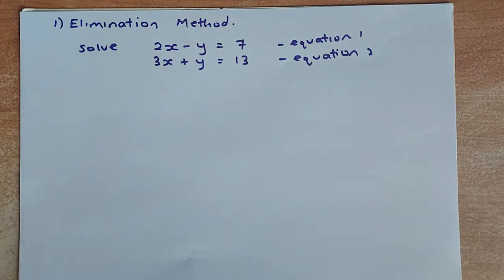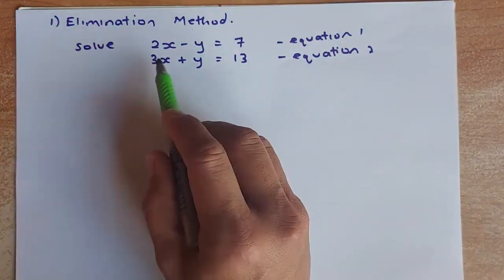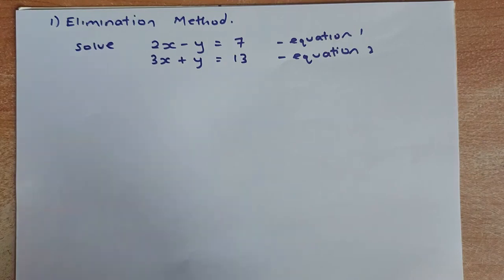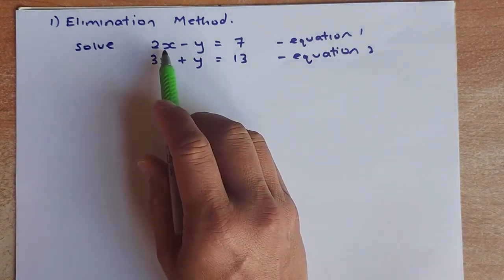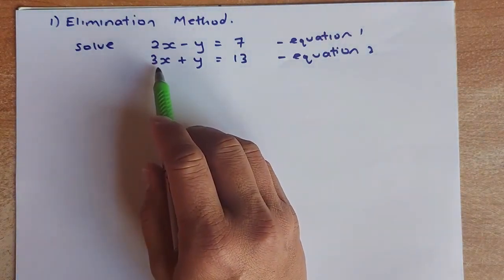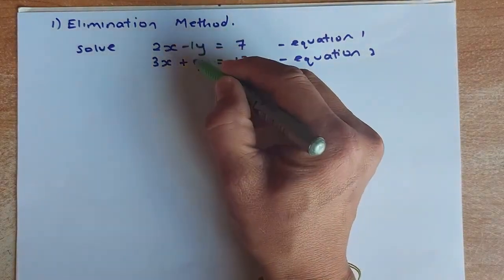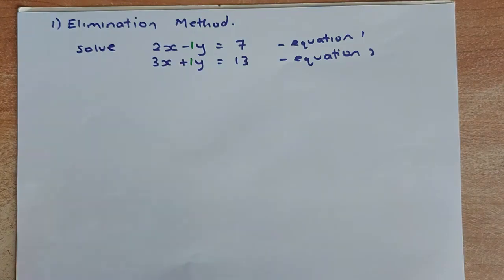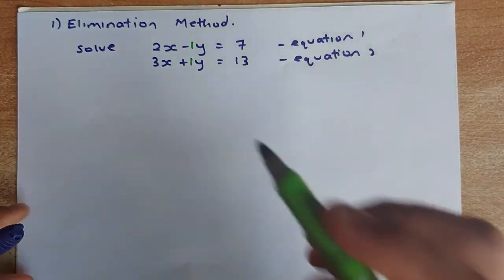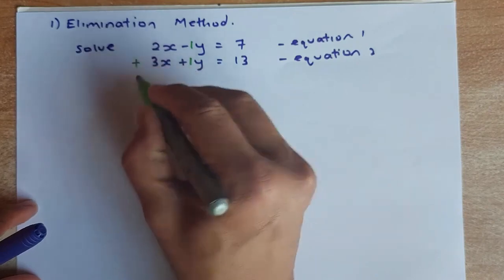The idea of elimination is that the coefficient of x or the y must be the same. In this case, the coefficient of x is 2, and in the second equation it is 3, so not the same. For y, the coefficient is 1 for both, one is minus 1 and the other is plus 1. So we can actually eliminate the y. To do that, we either add or subtract the whole of equations 1 and 2. Suppose we do adding.